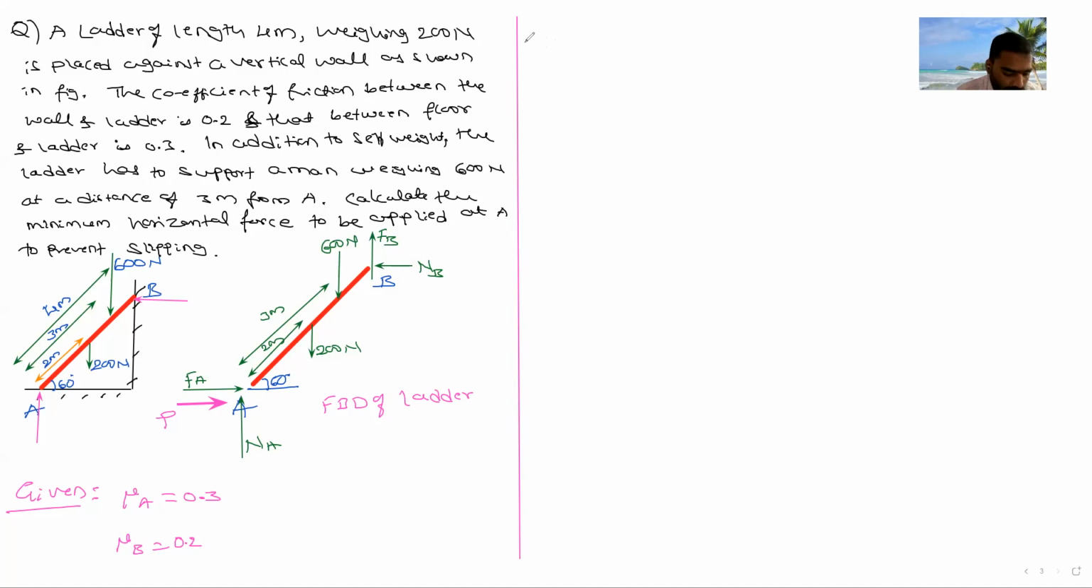So all of you consider, taking moment about A, that is summation of moment about point A is equal to 0. Fix this point A and apply the moment equation. So what are all the forces acting on the figure? First I will consider NB. Consider there are no other forces.